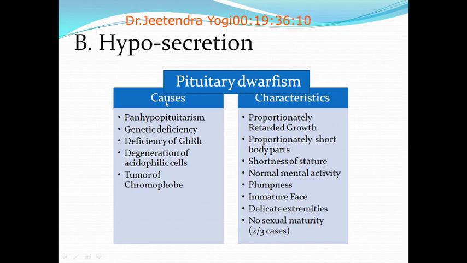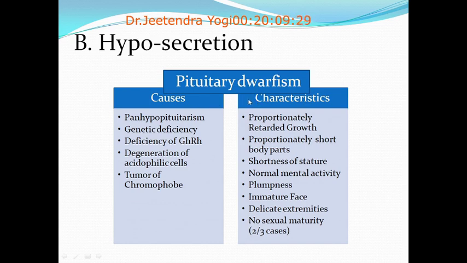So causes of pituitary dwarfism: there may be panhypopituitarism, there may be genetic deficiency of growth hormone secretion, there may be deficiency of growth hormone releasing hormone, or deficiency of pituitary hormone secretion due to the degeneration of acidophilic cells, or deficiency of pituitary hormone secretion due to a tumor of chromophobe cells. So these are the causes of hyposecretion of pituitary hormone or dwarfism in growing children.